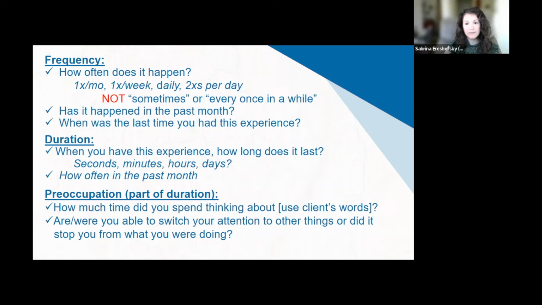And so you can use this metric to kind of differentiate the time that an individual is in the experience versus how much time they're maybe thinking about the experience or distracted by it. And so that can help with us better identifying how impactful this is for them. So were they able to switch their attention to other things, or did it stop you from what you were doing? How much time did you spend thinking about X, Y, or Z symptom?